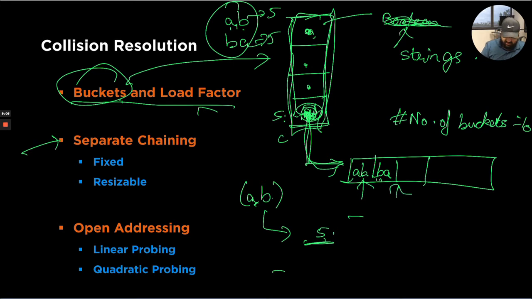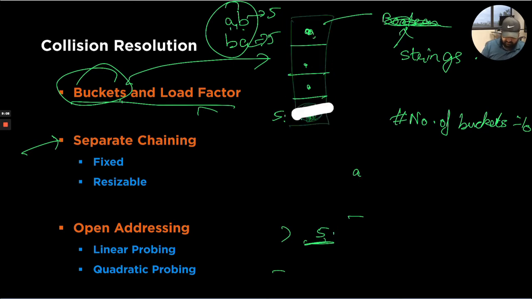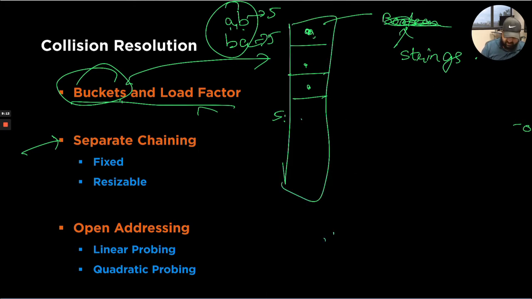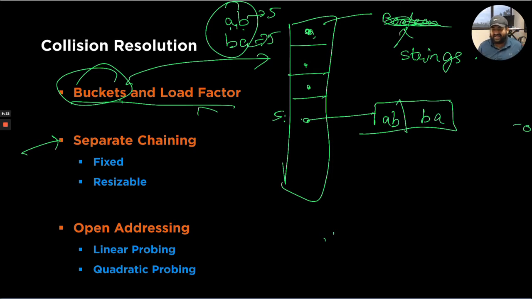So our data structure might look like this: you have these buckets, and at the 5th bucket you have a linked list that stores AB and BA. Now, I'm telling you this is a linked list, but it might not be. It could be any collection. It could be a BST, it could be a graph, it could be anything that you want to design. But the general idea is that a bucket stores a lot of elements. This could be fixed or it could be resizable.